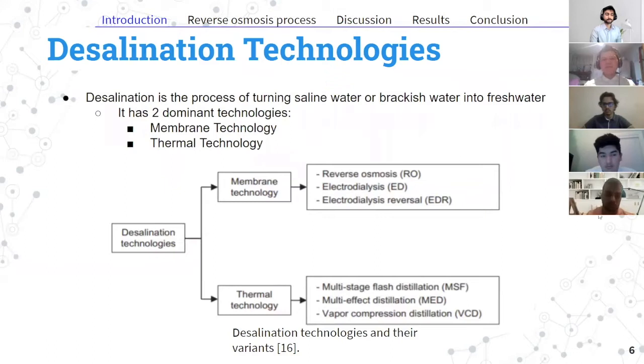So desalination is the process of turning saline water or brackish water into fresh water by removing the salt and other impurities of seawater to create safe drinking water. This process has two dominant technologies, thermal and membrane.